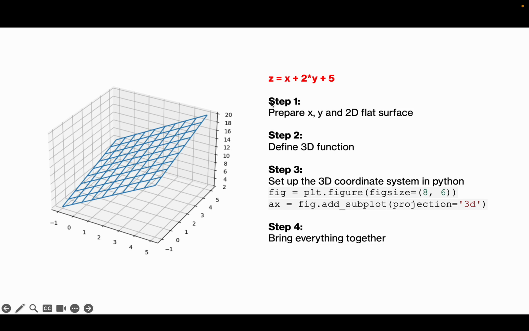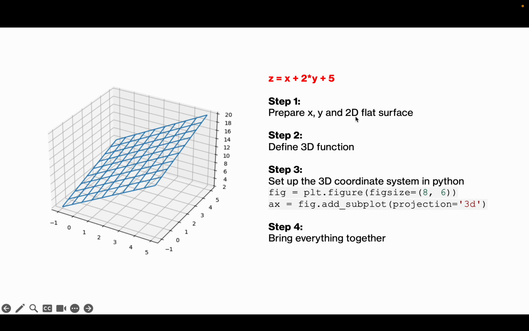The first one is we're going to prepare x and y, and then we're going to create a 2D flat surface based on x and y. I think this is a unique step in order to visualize this flat surface, because this function includes 3 different dimensions, x and y and z, right? And because z is a linear combination of x and y, when you prepare x value and y value, you need to compose them together into a 2D flat surface.